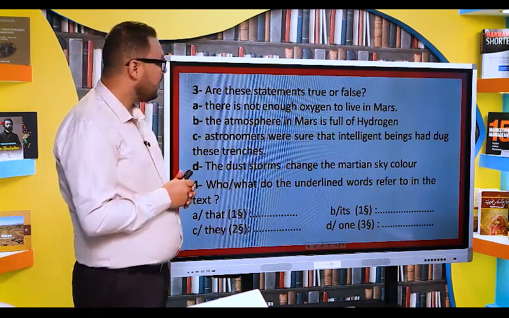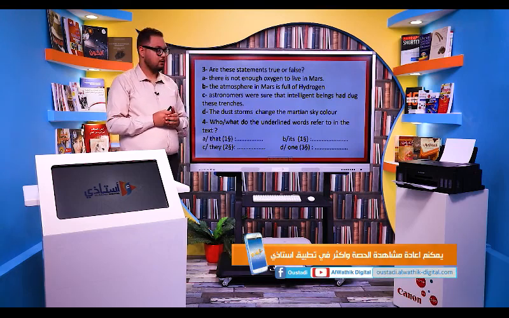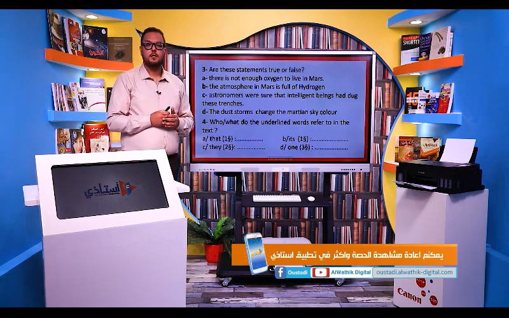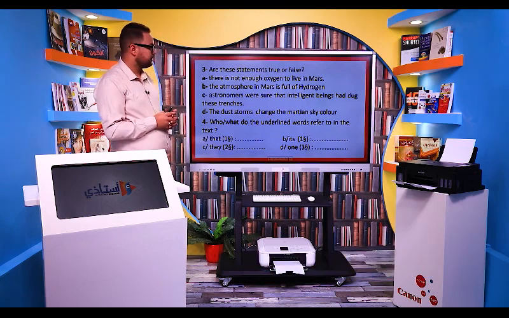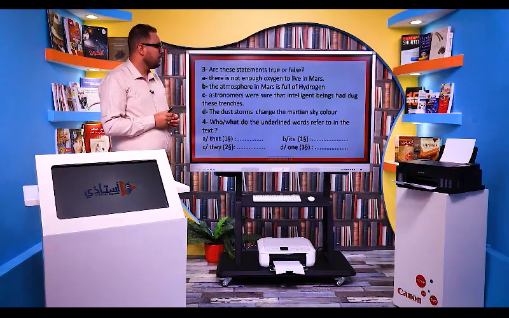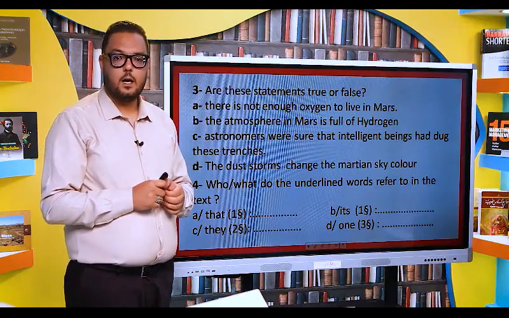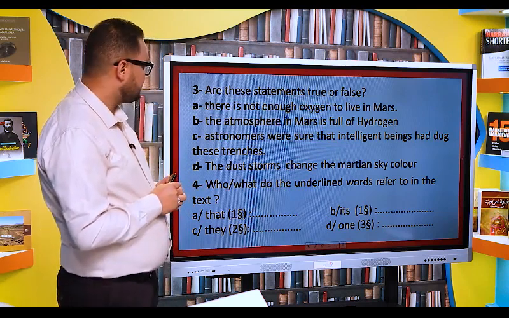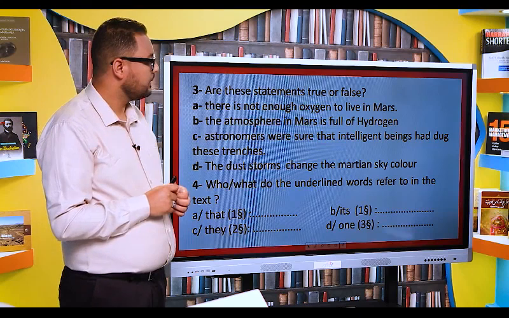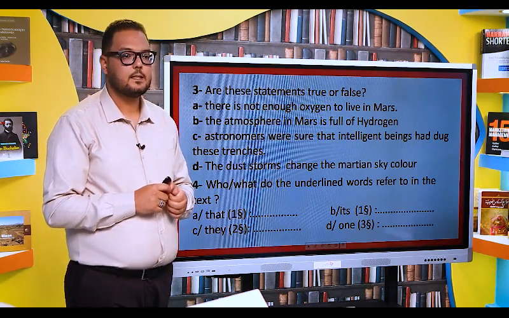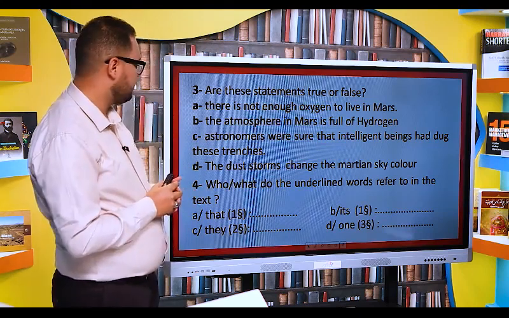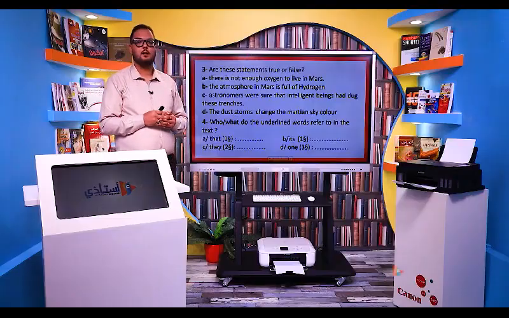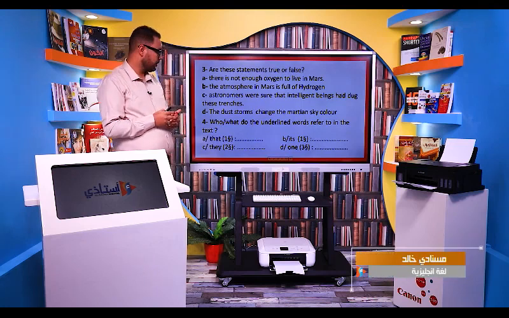Number 3. Are these statements true or false? A. There is not enough oxygen to live on Mars. B. The atmosphere in Mars is full of hydrogen. C. Astronomers were sure that intelligent beings had dug these trenches. D. The dust storms change the Martian sky color.